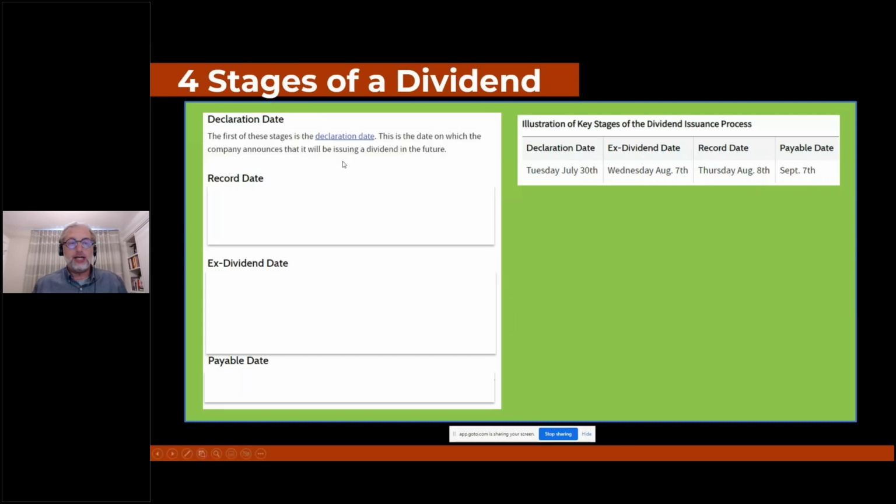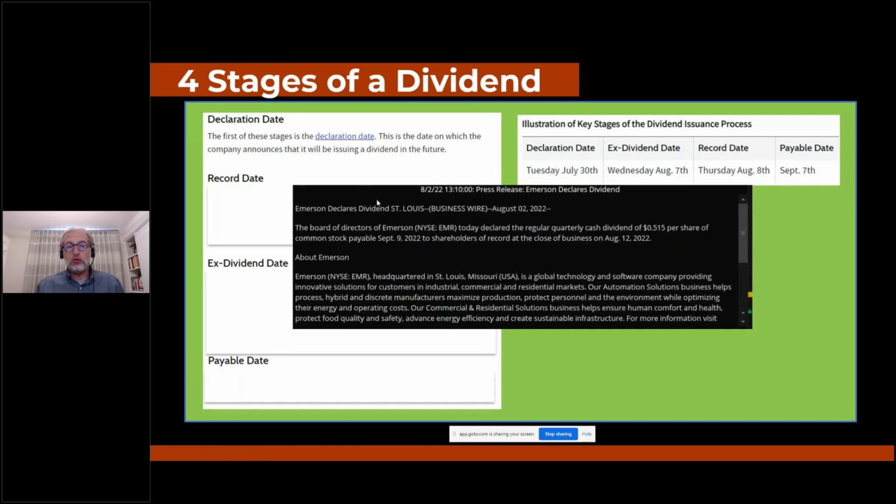So the declaration date is very simple. The board of directors gets together, agrees that we're going to pay a quarterly dividend. They put a press release out. This is on Emerson. They are declaring their quarterly dividend on August the 2nd by way of example. And they're going to pay it on September 9th to shareholders of record on August the 12th. And so there's 3 different dates right there, but there's 4 different dates and stages of a dividend, and nobody, even in the press release, mentions the ex-dividend date, which is, in my mind, pretty darn important.